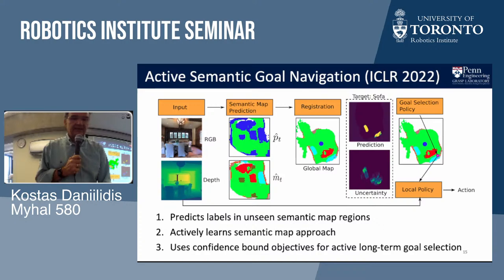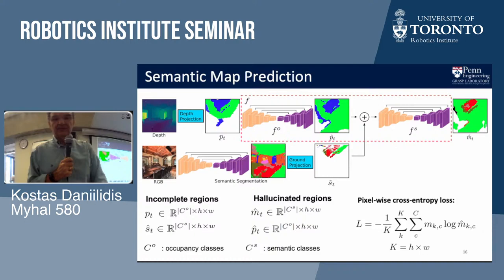And how we establish these intermediate representations, we have a U-Net for semantic segmentation.